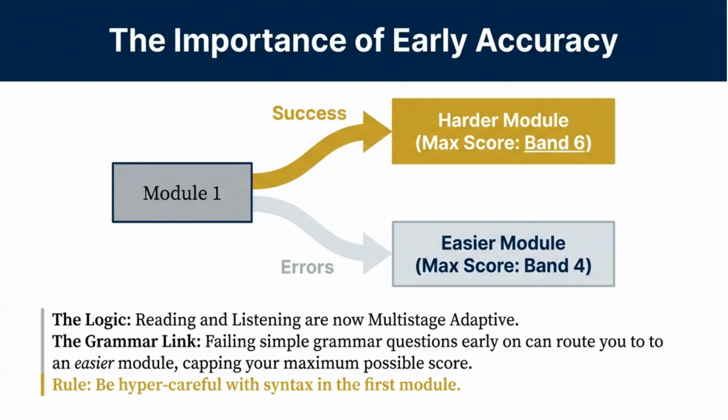Why does this matter so much? Because of the adaptive engine. If you fail simple grammar questions in Module 1, the AI routes you to the easier Module 2. The consequence: this caps your maximum score at Band 4. Rule: be hyper careful with syntax in the first module. Do not rush the easy questions.